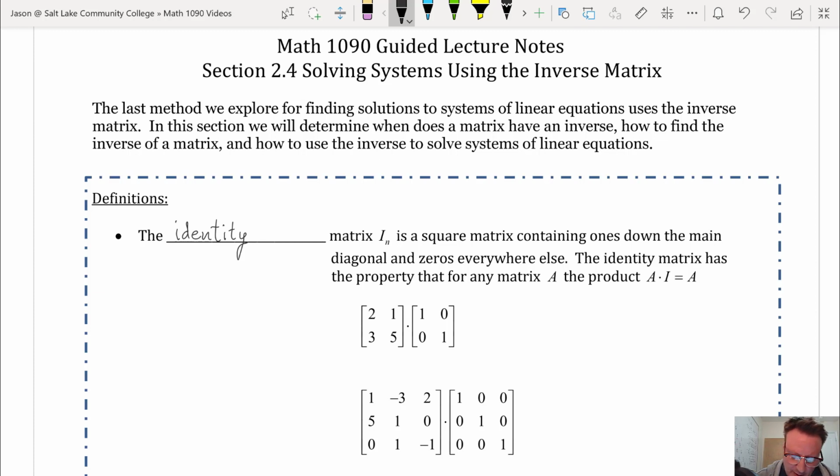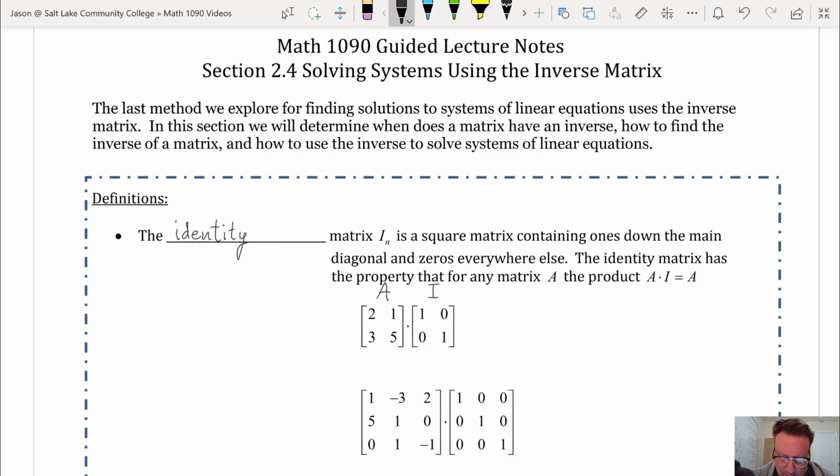Okay, so for example, here we have a matrix I'll call A. It's the matrix with 2, 1, 3, 5 in it. And then here, this is a 2 by 2 identity matrix, which I will denote with I. It has ones down the main diagonal and zeros everywhere else. So this is the 2 by 2 identity matrix. There's an identity matrix for every dimension.